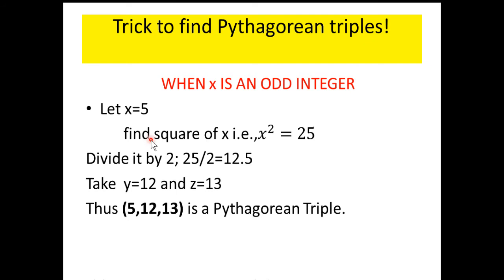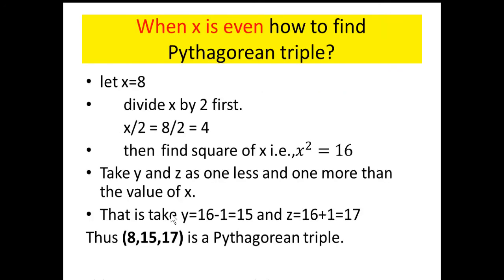Let x be 5. Then how do we find this triplet? First of all, you find the square of x. Here x is 5, so it will be 25. Then divide by 2, so this is 12.5. Then your y will be 12, and z will be the next number, that is 13. So 5, 12, 13 is a Pythagorean triple. Whenever x is odd, you can just follow these steps to find the Pythagorean triple.